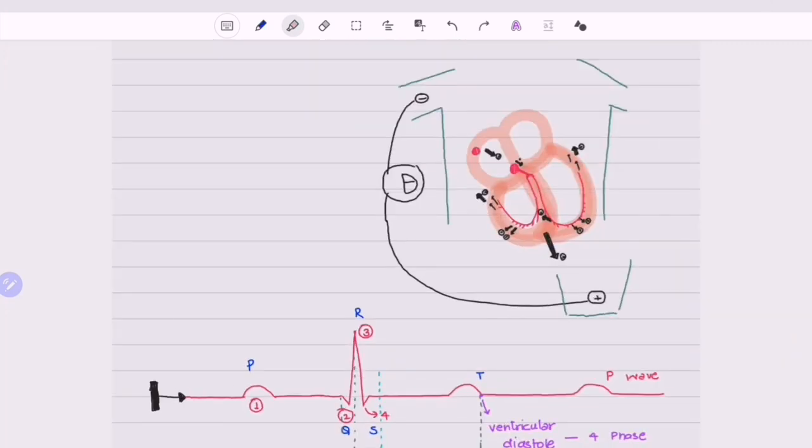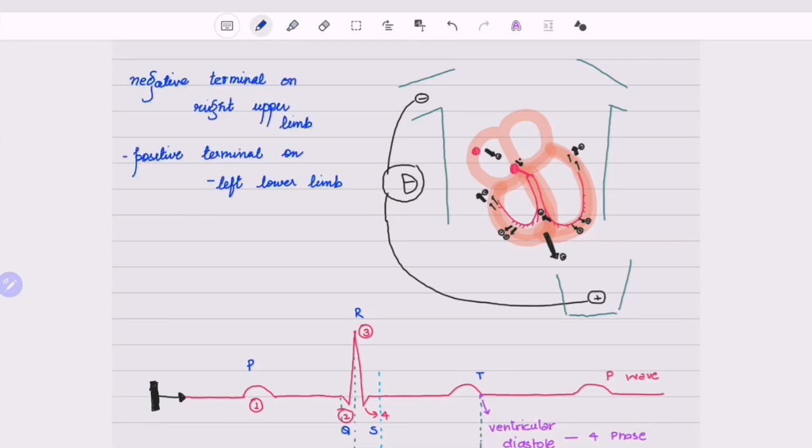We now apply the galvanometer to record this electrical activity of the heart, and we connect a negative terminal on the right upper limb and the positive terminal to the left lower limb. As the body is conductive, these impulses are conducted at this point.